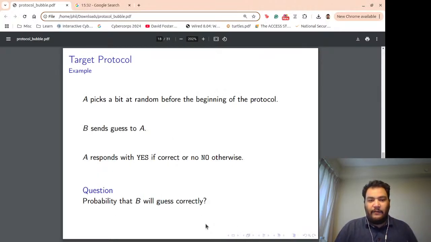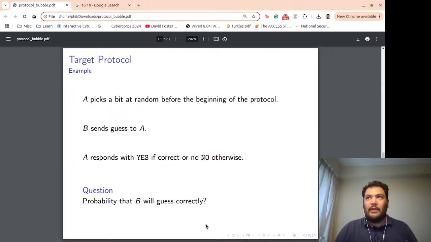To give you a specific example of a two-step protocol: Alice has some bit that's either 0 or 1. She chooses it at random before the beginning of the protocol. Then the protocol begins when Bob sends a message to Alice. His message is either a 0 or a 1, and it's a guess about which bit Alice has in secret. And Alice responds with a simple yes or no: yes if the guess is correct, no if it's not.